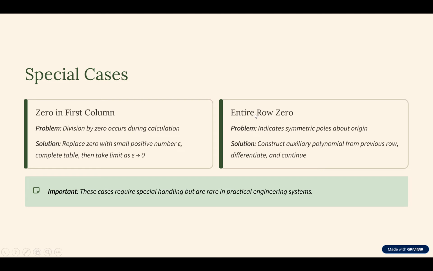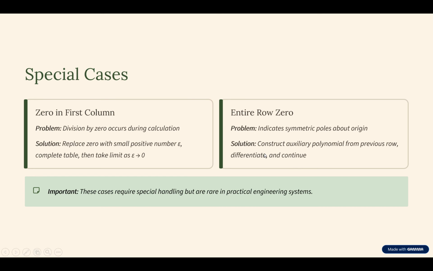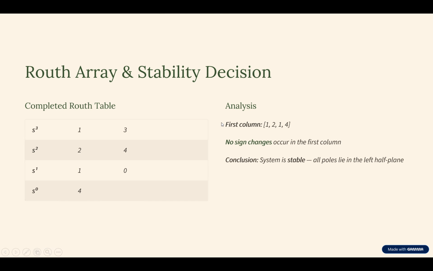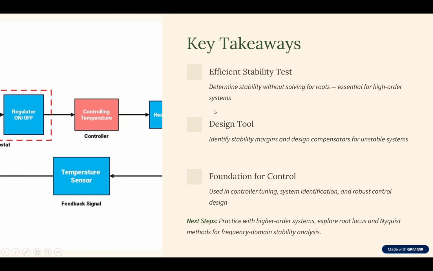Another special case is when an entire row is 0. Consider that our entire row is 0. So we form an auxiliary polynomial. It is a little bit complex, so we will not discuss it, but this is another special case.